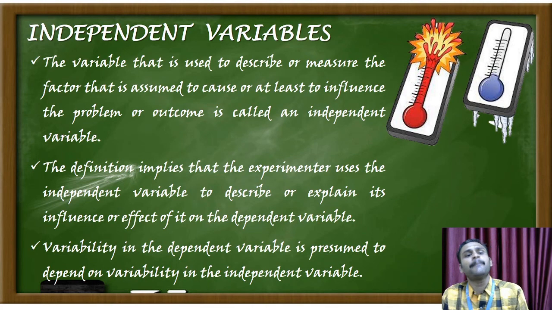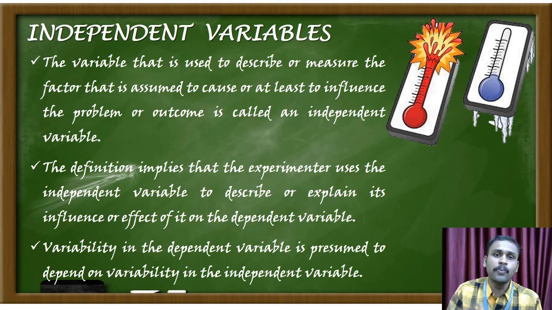When coming to the independent variable, the variable that is used to describe or measure the factor that is assumed to cause, or at least to influence, the problem or outcome is called the independent variable. The definition implies that the experimenters use the independent variable to describe or explain its influence or effect on the dependent variable. Variability in the dependent variable is presumed to depend upon the variability in the independent variable.